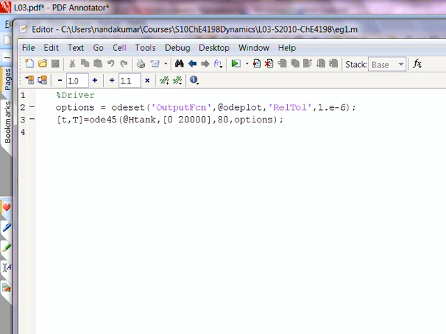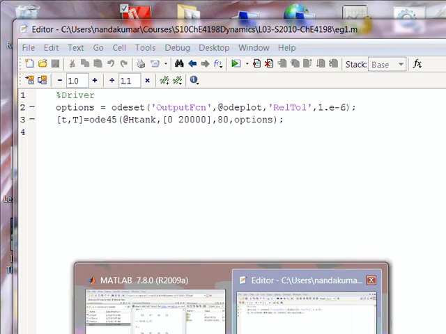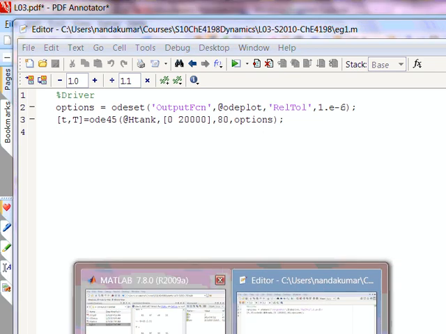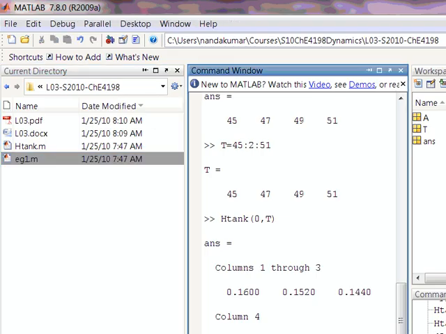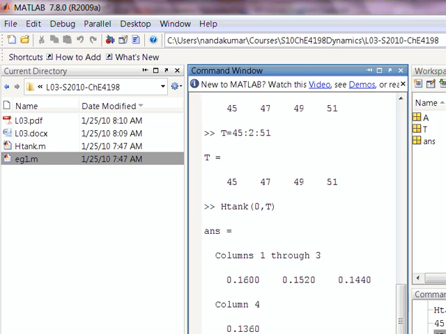So if you forget, what do you do? You go back to the Matlab environment and type help ODE45. This is very important: how to get help and how to interpret the help.